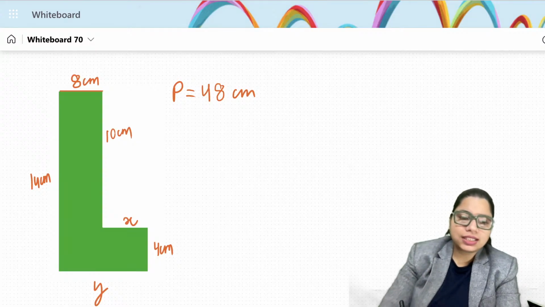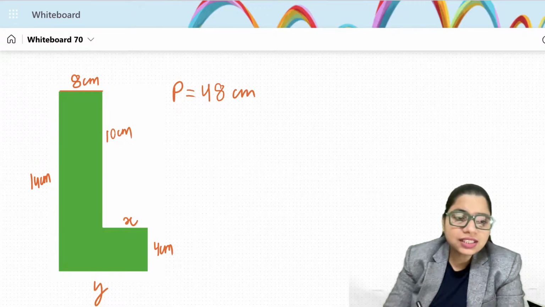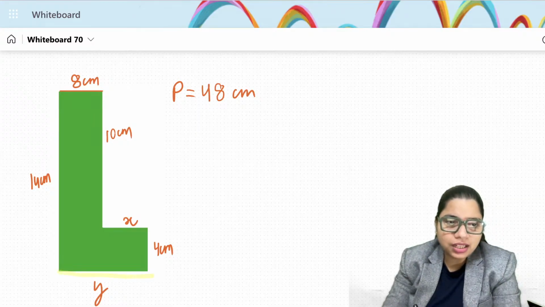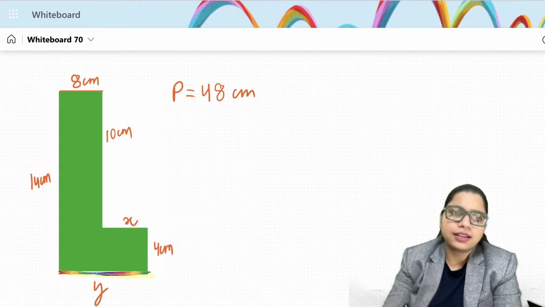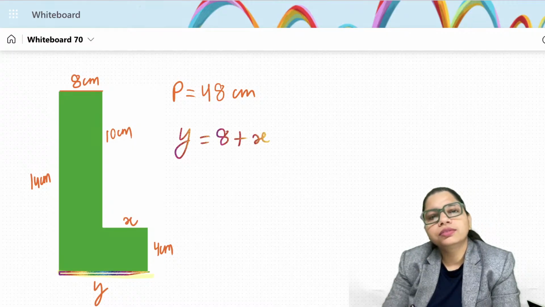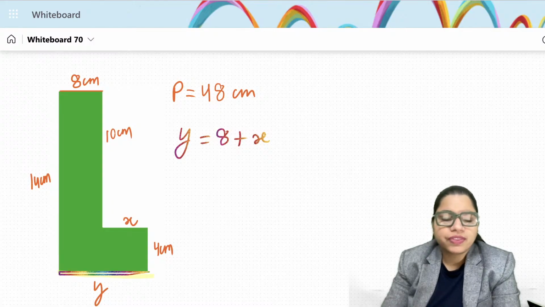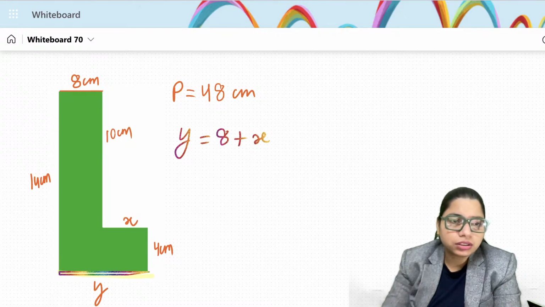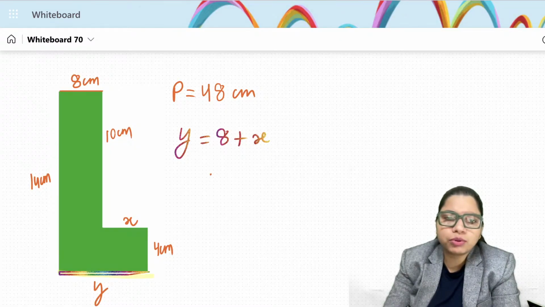Okay, now let's try understanding. See, this is a little bit of algebra over here. If I talk about y, what's y? y is 8 plus x. Yes or no? y is 8 plus x. Okay, so the entire perimeter is 48. How do we find out the perimeter? Let's do both the methods.